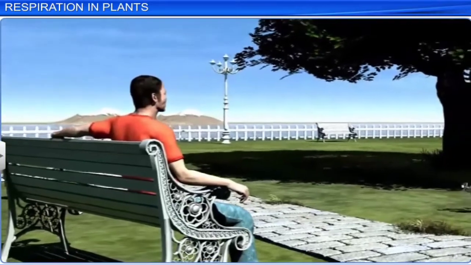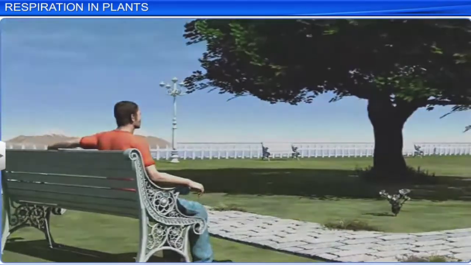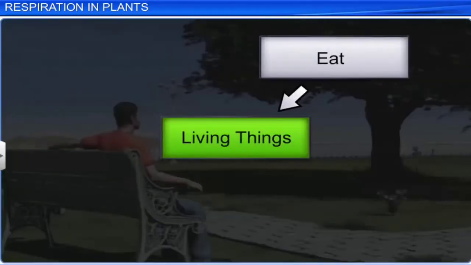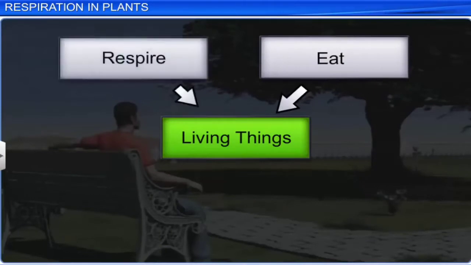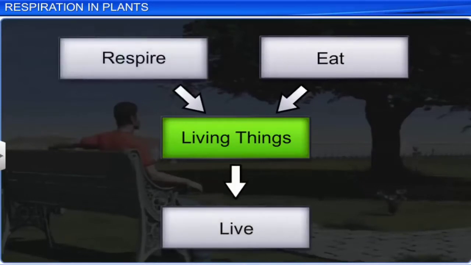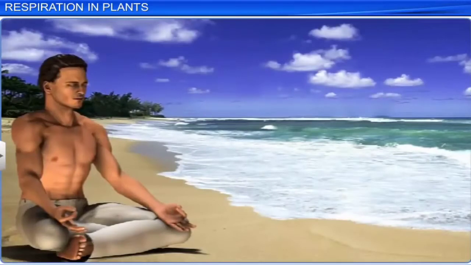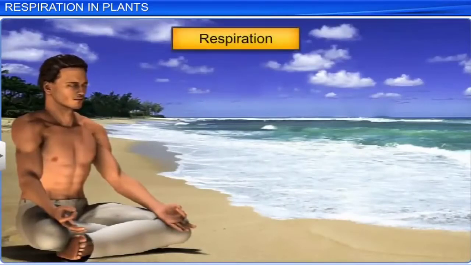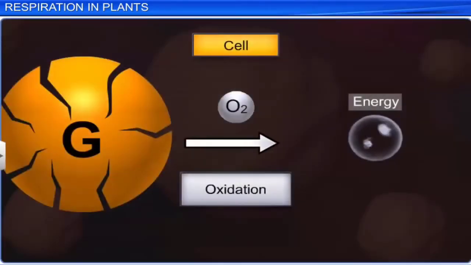We know that all living things need food, water, and air to survive. The oxygen provided by respiration is used to convert food into energy.